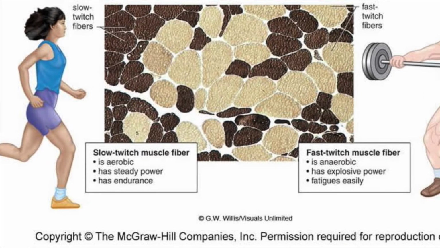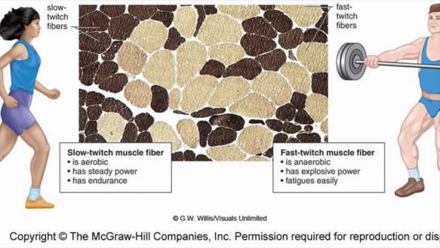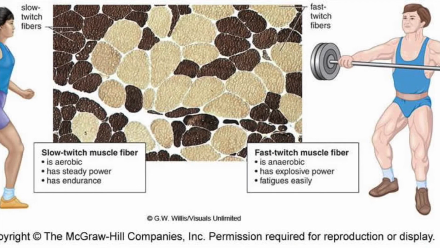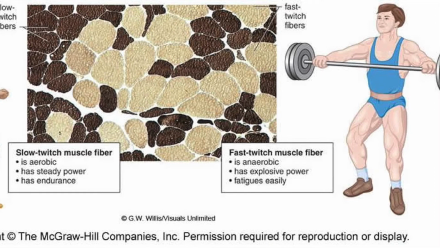Slow twitch fibers use oxygen for fuel. They allow for continuous energy and muscle contraction. These fibers fire a lot slower than fast twitch fibers. This is why they are great for long distance runners, bikers, or anything that requires a long amount of energy.